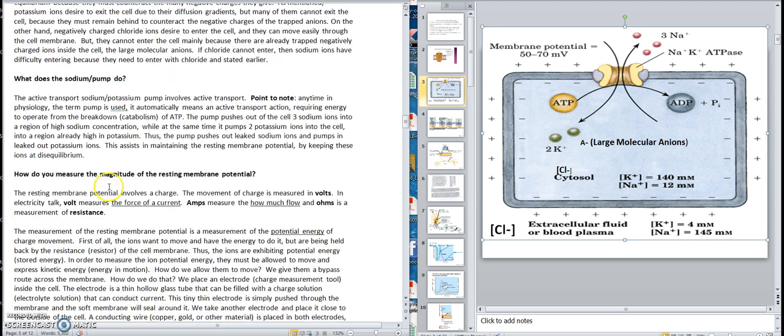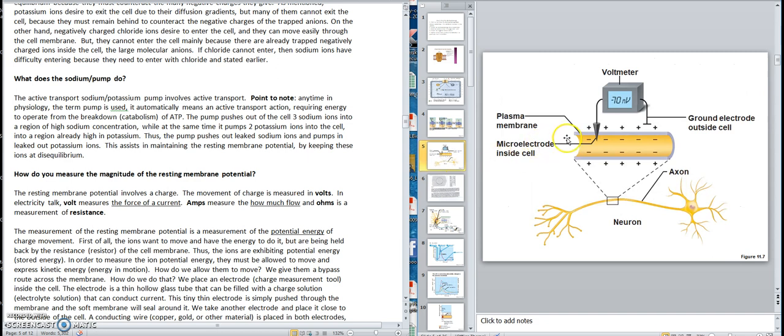Let's go to something else. How do we measure the magnitude of the resting membrane potential? See those numbers up there? How do we measure that? Okay. The way this is measured basically is this. I'm going to use this as an example right here. We're going to make an electrode. Okay, this is how the electrode would go.